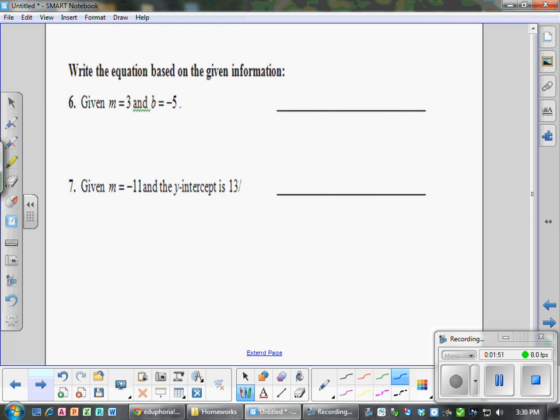Write the equation based on the given information. Well, we know that our equations are y equals our slope times x plus our y-intercept, which is the b. So there they tell me I'm going to write y equals, my slope is 3. I keep my x. It is a minus 5 or a negative 5, so I just put it negative 5. I'm done writing my equation in slope-intercept form. Please, ladies and gentlemen, do the same thing for problem number 7.